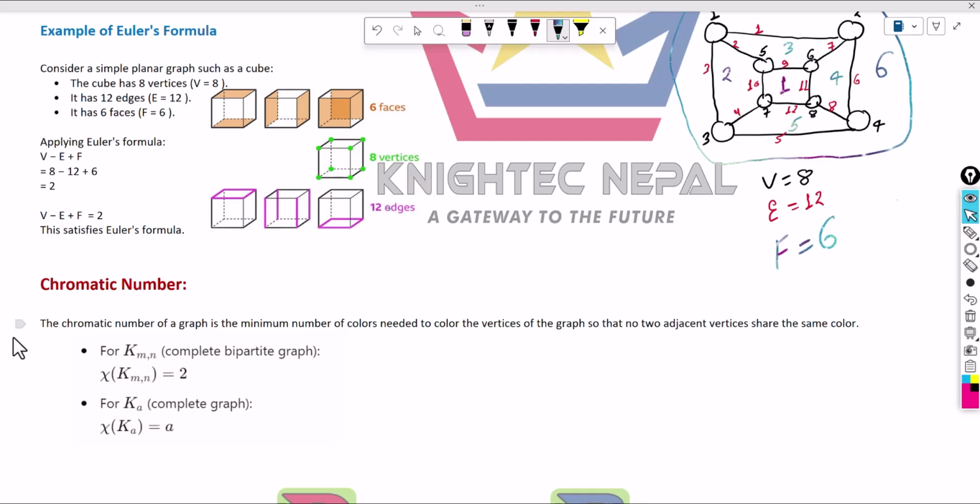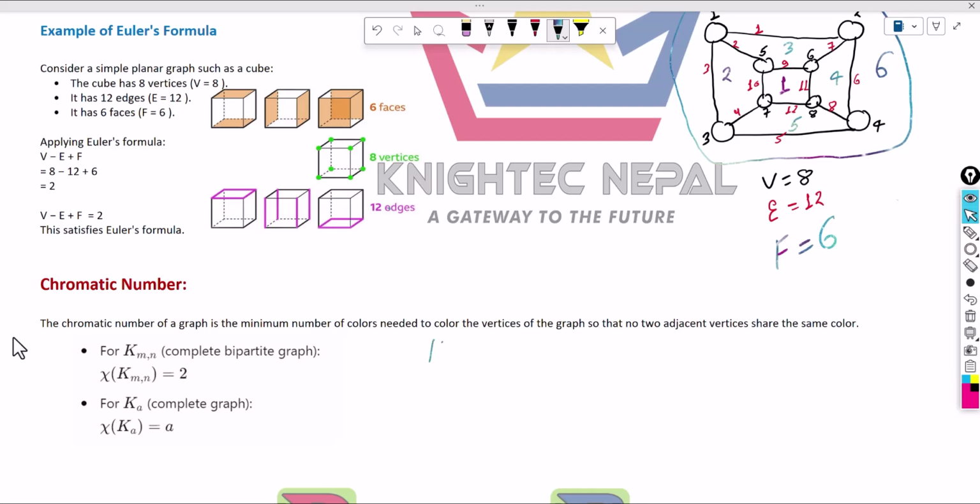So we do not assign the same color to two adjacent vertices. So the chromatic number of the complete bipartite graph Kmn is 2. So we must have at least 2 colors. So we must have 2 colors for satisfying the chromatic number of a complete bipartite graph. So let us take an example.